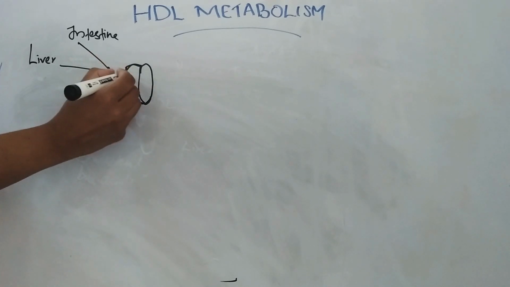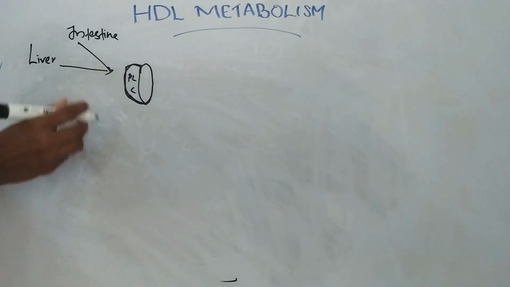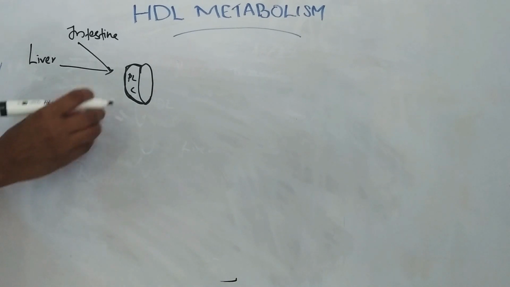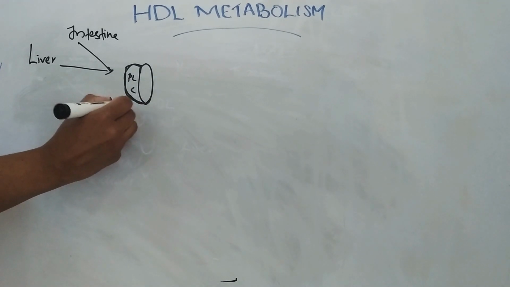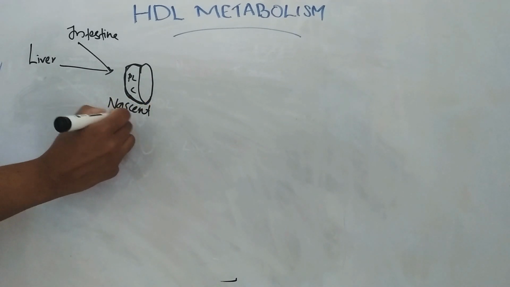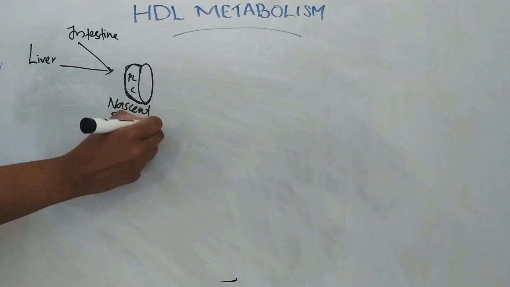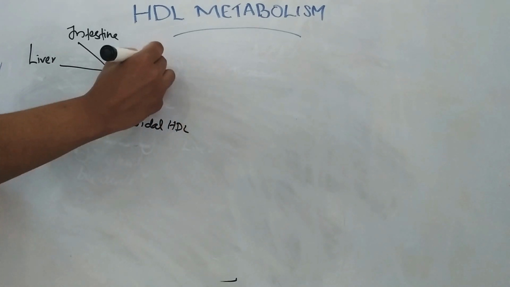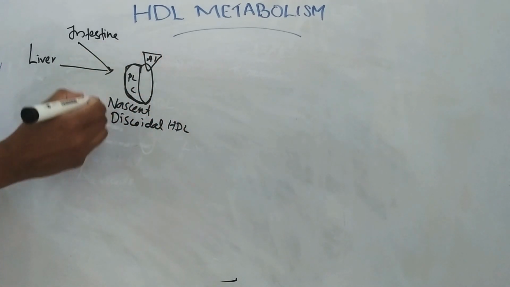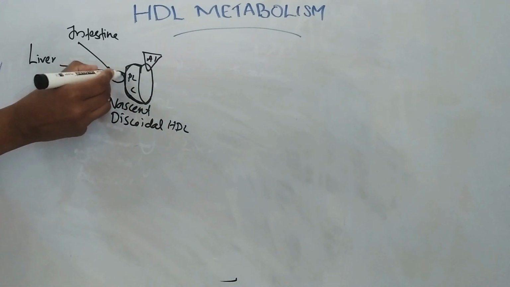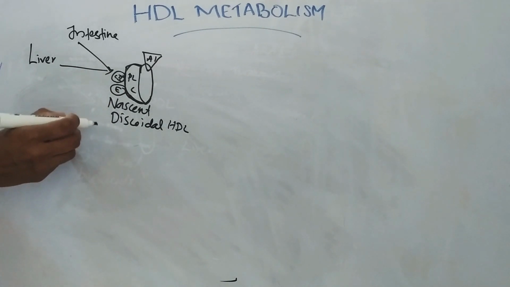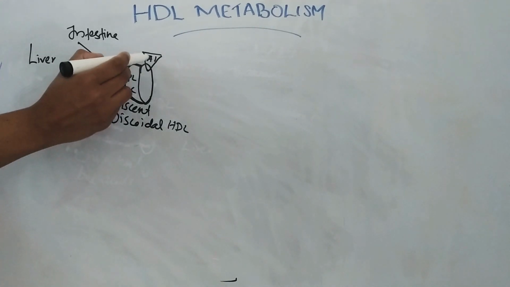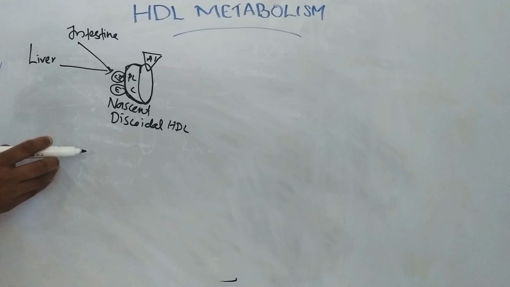And it is composed of a bilayer of phospholipid and cholesterol, and it is known as nascent discoidal HDL. It contains ApoA1, ApoC2 and ApoE. So, a bilayer of phospholipid, cholesterol, ApoA1, ApoC2 and ApoE.